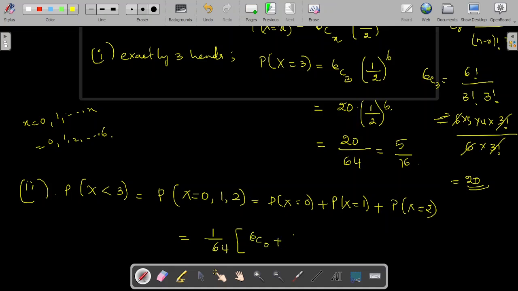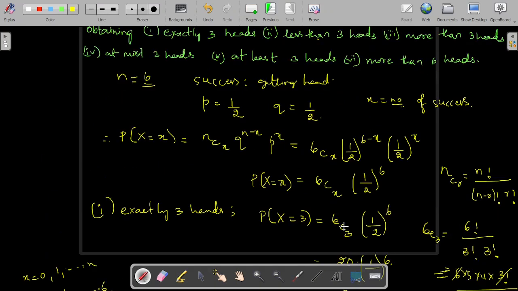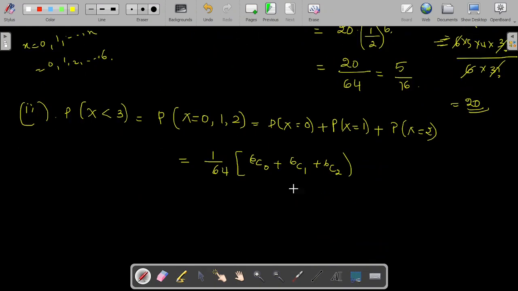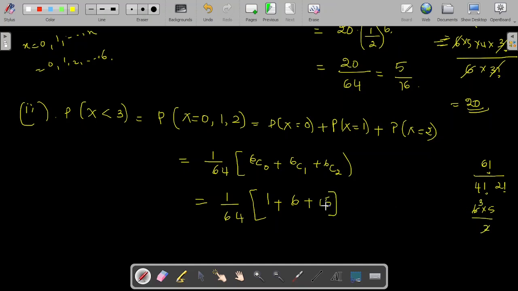Then 6c0 plus 6c1 plus 6c2, because small letter x equals 0, 1 and 2 accordingly. 6cx. So this is equal to 1 by 64 into nc0, which is always 1, plus 6c1 is 6. You can check with that formula. Plus 6c2: 6 factorial by (6 minus 2) factorial, that is 4 factorial, into 2 factorial. 6 into 5, 4 factorial cancels, by 2. 2 3s are 6, 5 3s are 15. 15 plus 6 plus 1 is 22, by 64. So that gives you 11 by 32. This is the probability of getting heads less than 3.